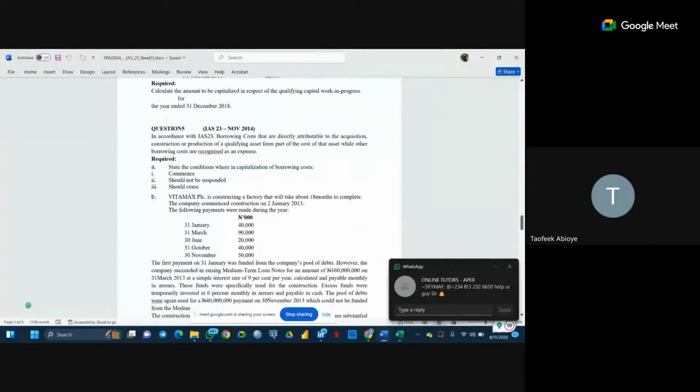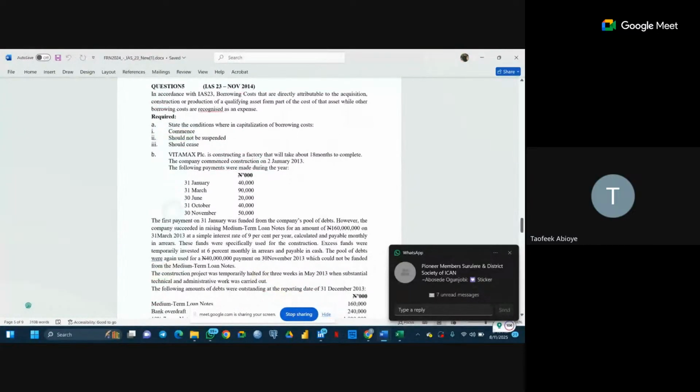Okay, November 2014. So let's go through the question together. In accordance with IAS 23, borrowing costs that are directly attributable to the acquisition, construction, or production of a qualifying asset form part of the cost of that asset, while other borrowing costs are recognized as an expense. Required: state the conditions wherein capitalization of borrowing costs should commence, should be suspended, and should cease. We have all these in our notes. Everything is in our notes.